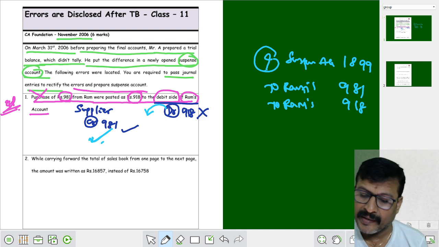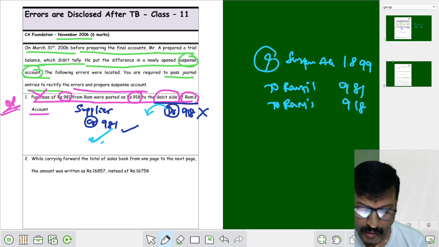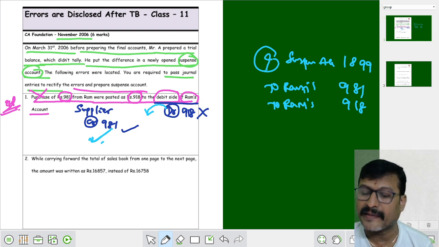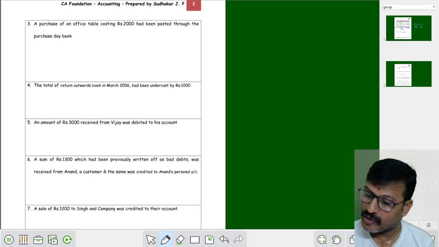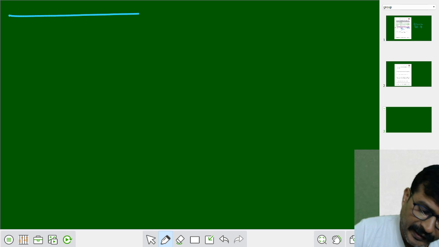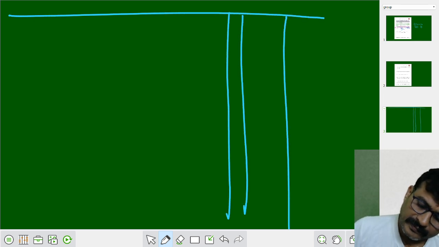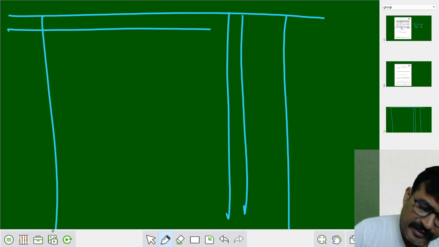Now what is the entry? Suspense account debit to Ram. No need to write Ram 2 times in your answer booklet. Write 1 time but add the numbers. So now let us move on to the solution. Write the heading: rectified journal entries.